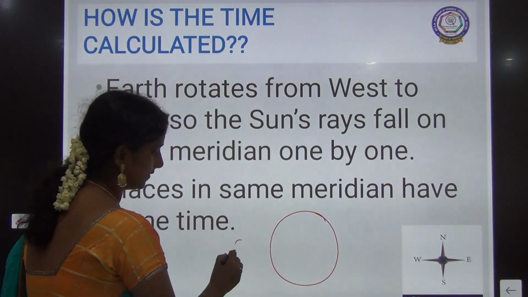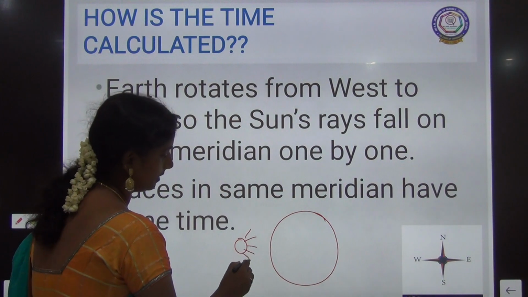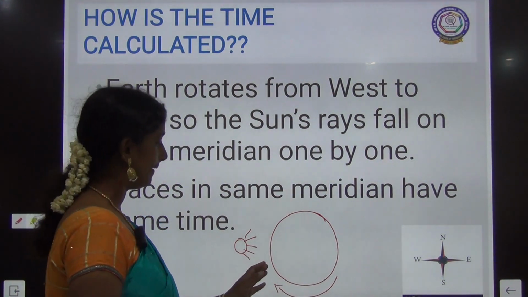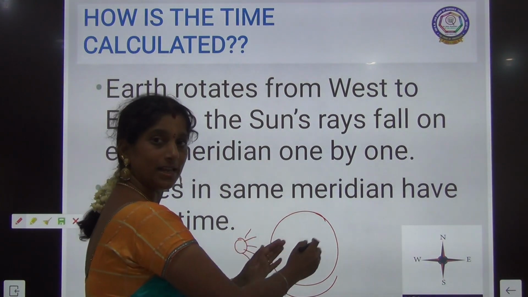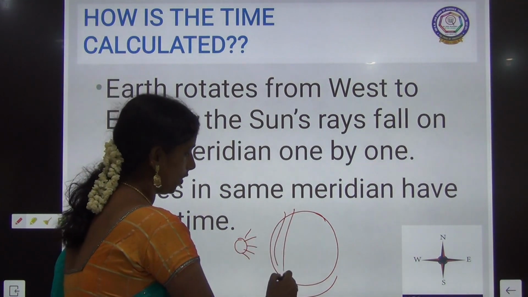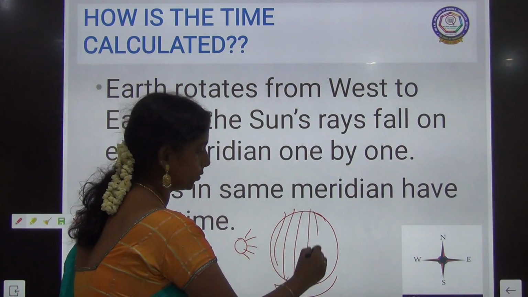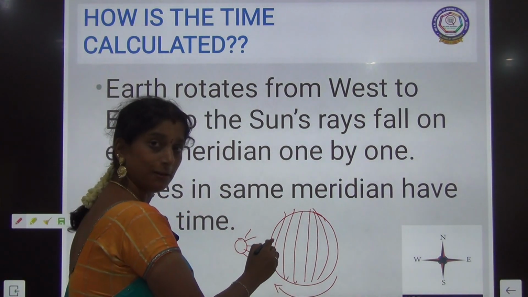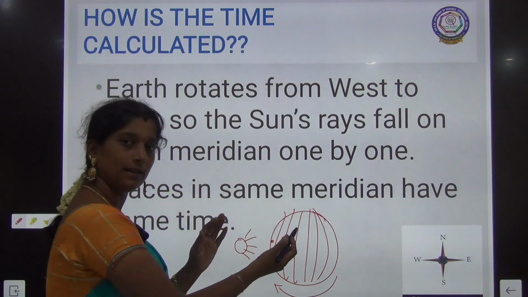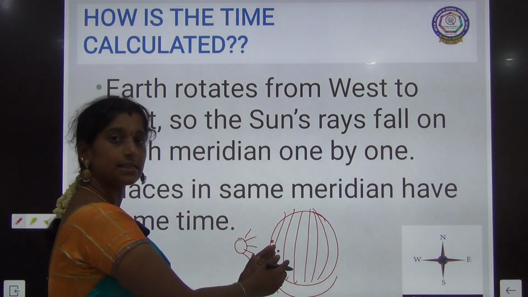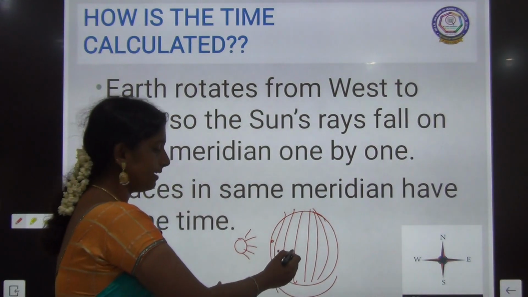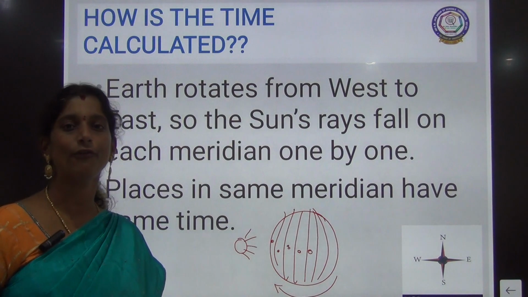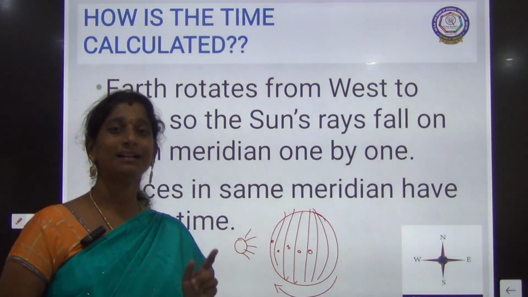on the earth we have seen the sun will be like this, right. So, when it rotates this way, what happens? The sun's rays fall place by place, on each meridian. First the sun's rays will hit this place, then when the earth rotates a little, the sun's rays move to the next meridian and then to the other meridian. Like that the sun's rays move from place to place.